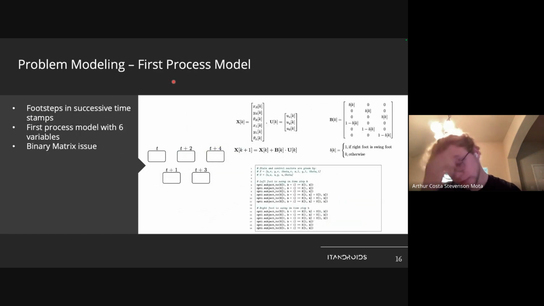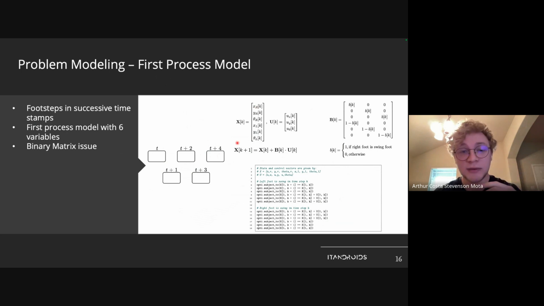Okay, so this is some of the results already. To be able to do the optimization, there needs to be a model for the problem. There are two different models that I have adopted currently. The first process model, which I already have implemented, is based around having 6 different variables. First off, the footsteps are modeled in successive timestamps. This means that each footstep happens at a timestamp: t plus 1, t plus 2, t plus 3, t plus 4.